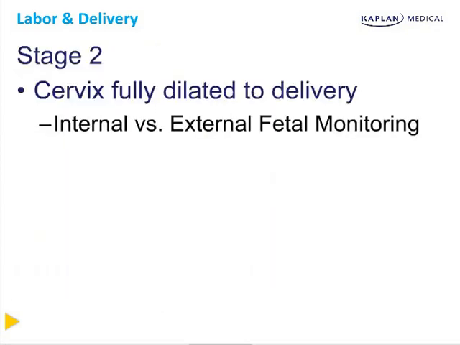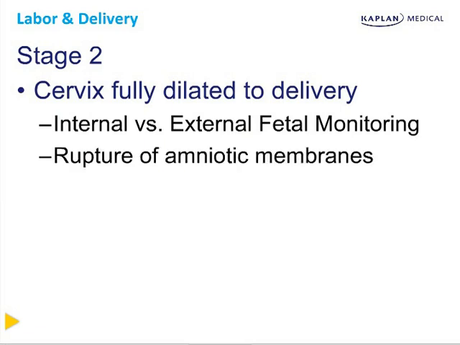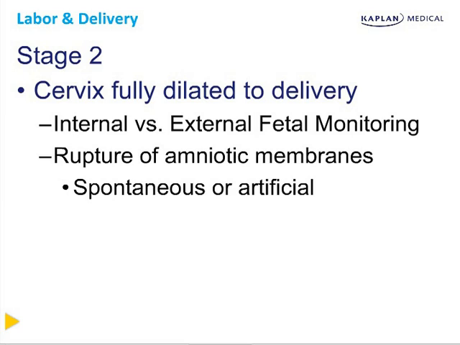A few more concepts that may show up on the Step 2 exam in terms of Stage 2 of labor involve rupture of amniotic membranes. This can be either spontaneous, so the woman does it herself, or artificial, where we use an amnio hook in order to break the amniotic sac in order to help labor progress.